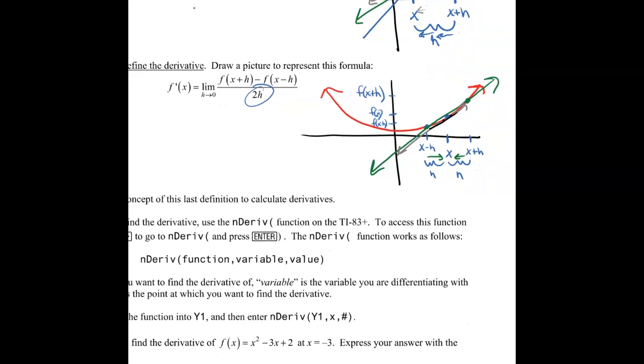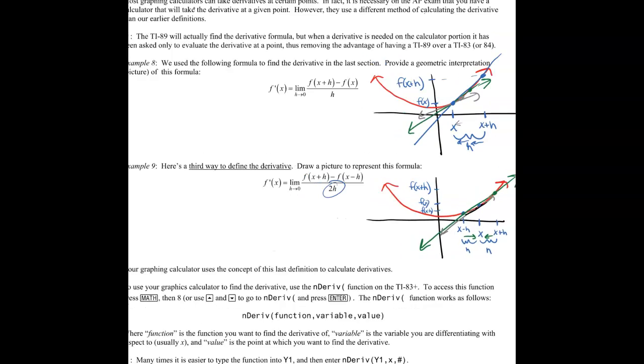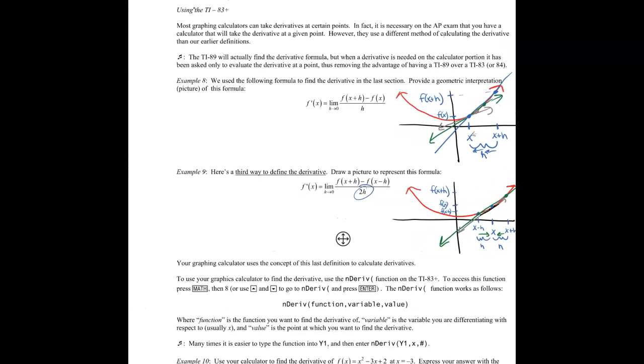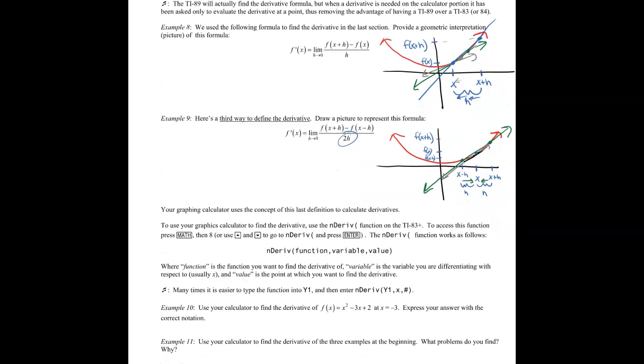So the whole idea here is that my secant line in this case becomes my tangent line. That is the main difference, is we are trying to make these be tangent lines. And that's about the only defining difference.